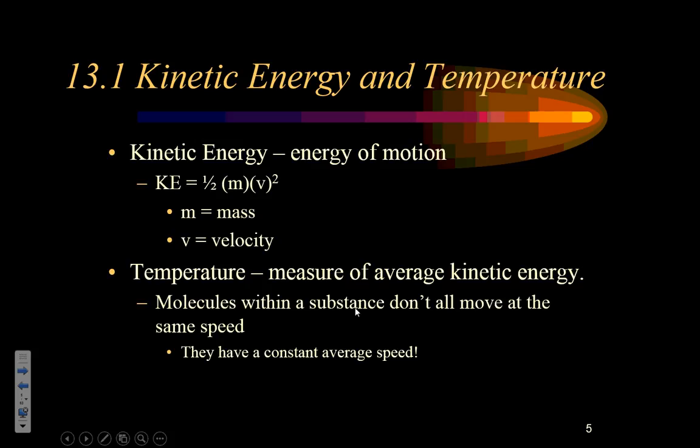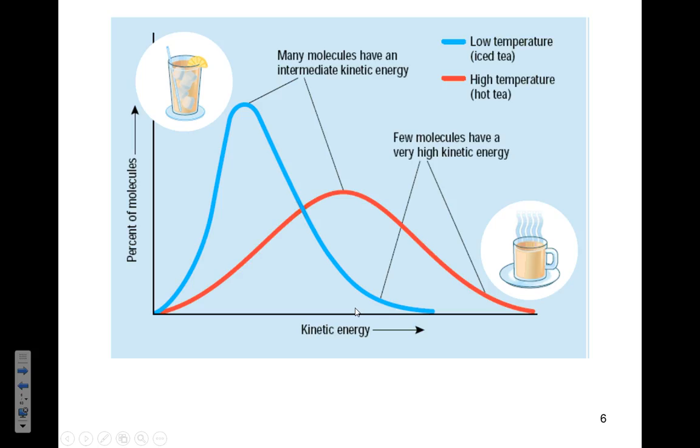And that's a common misconception for students. So they have a constant average speed. Just like if the amount of money in my room is constant, that doesn't mean everybody has the same amount of money. Now, a good diagram to look at this, and we're going to use this in a couple of different chapters, so you're going to see this idea a few times.